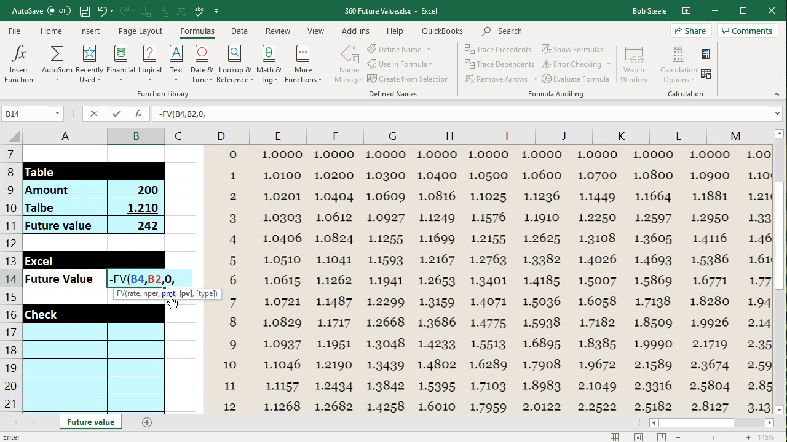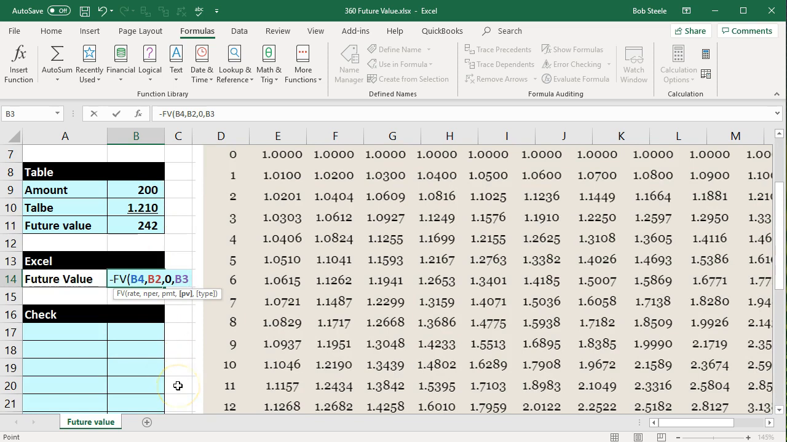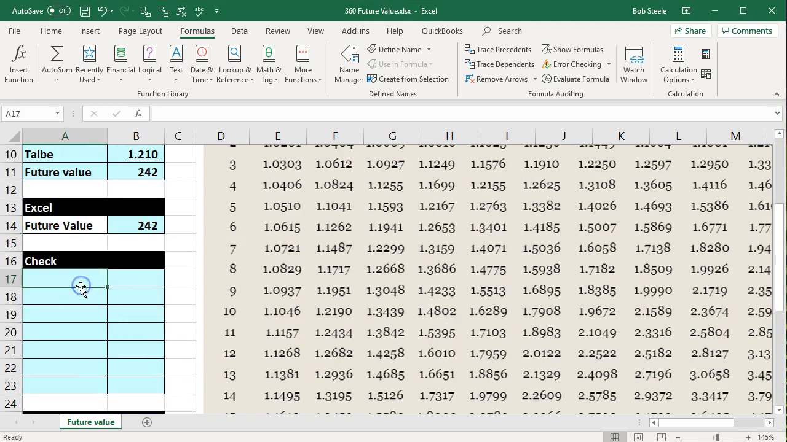That's the tricky piece. And then we need the present value up top. That's going to be the 200. And then we could just close this up, Shift 9 and enter. And there's our 242 once again. Okay, so we could go through kind of a check type of figure on this as well. This might help us to kind of solidify this in our minds.